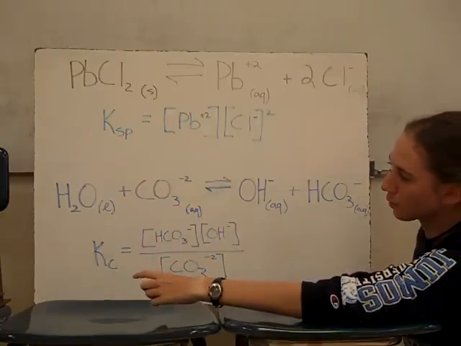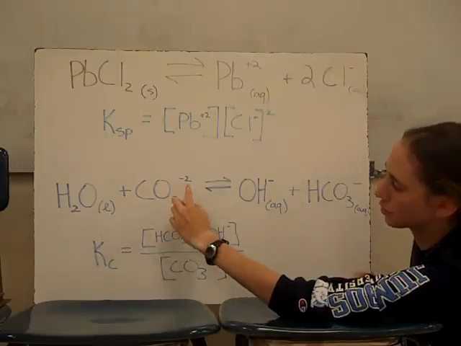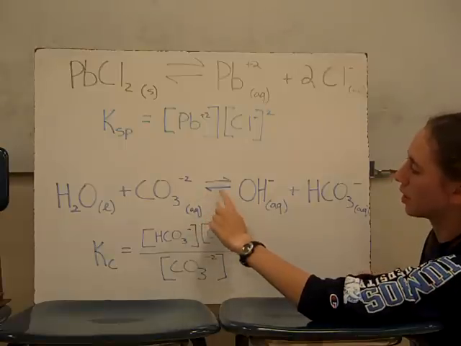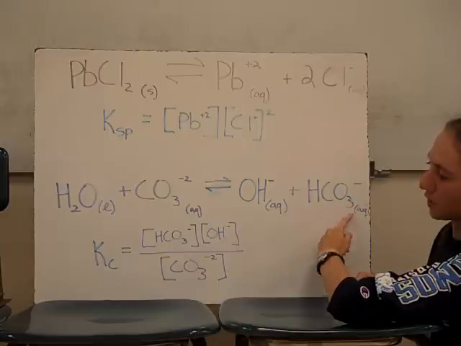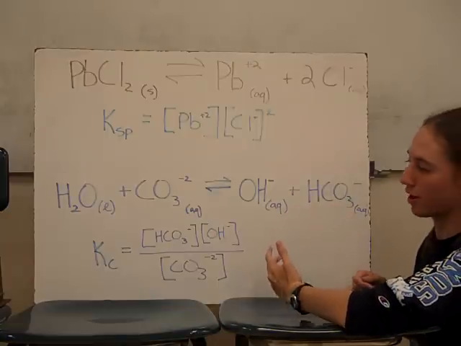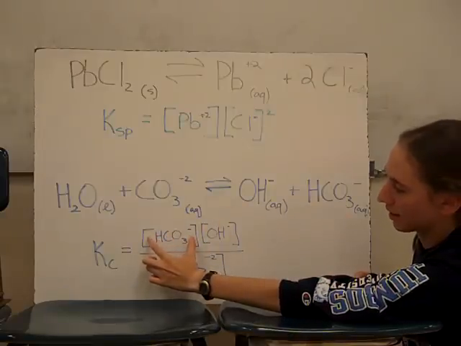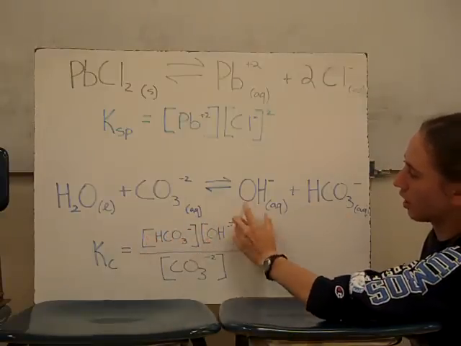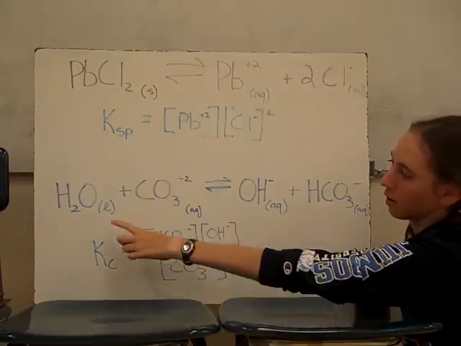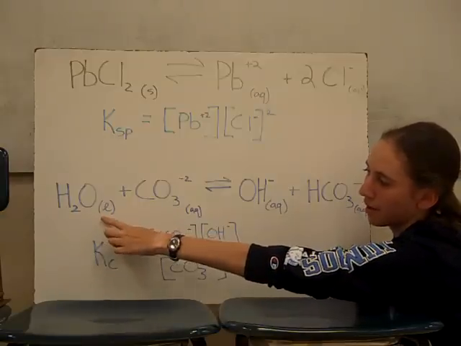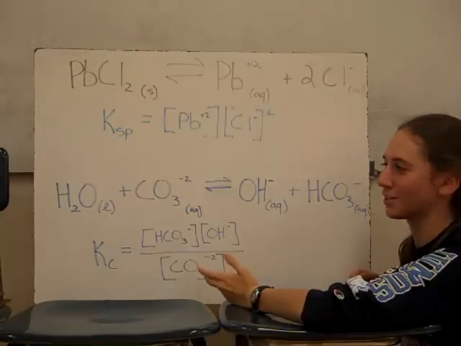In this equation, we have H2O in liquid form plus CO3 2- in aqueous form in equilibrium with OH- in aqueous form plus HCO3- in aqueous form. This one, you again do products over reactants, so you have HCO3-, that ion, right there in concentration, times the concentration of OH- over the concentration of CO3 2-. Water, H2O, is in liquid form, so it again does not appear in the equilibrium expression because it is assumed to be 1.